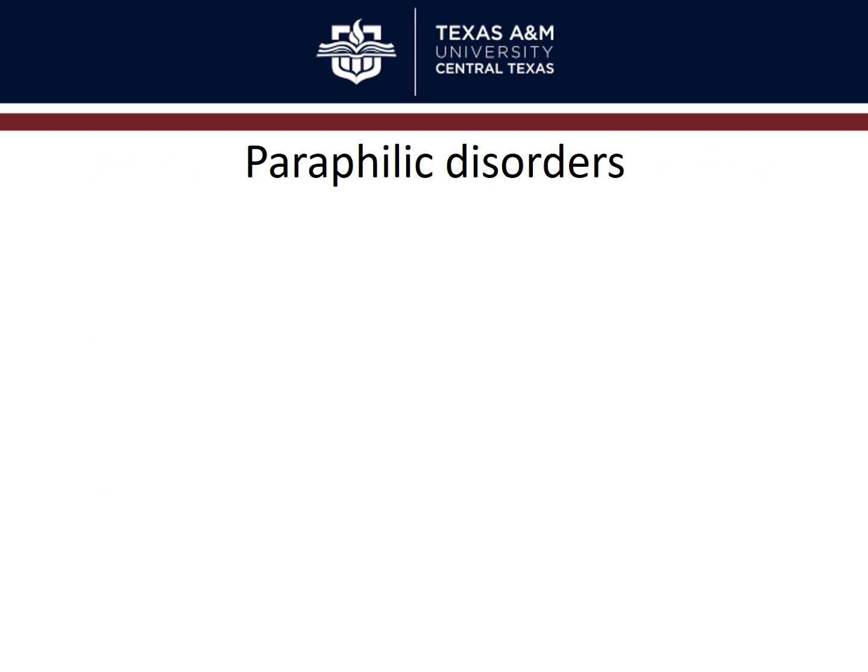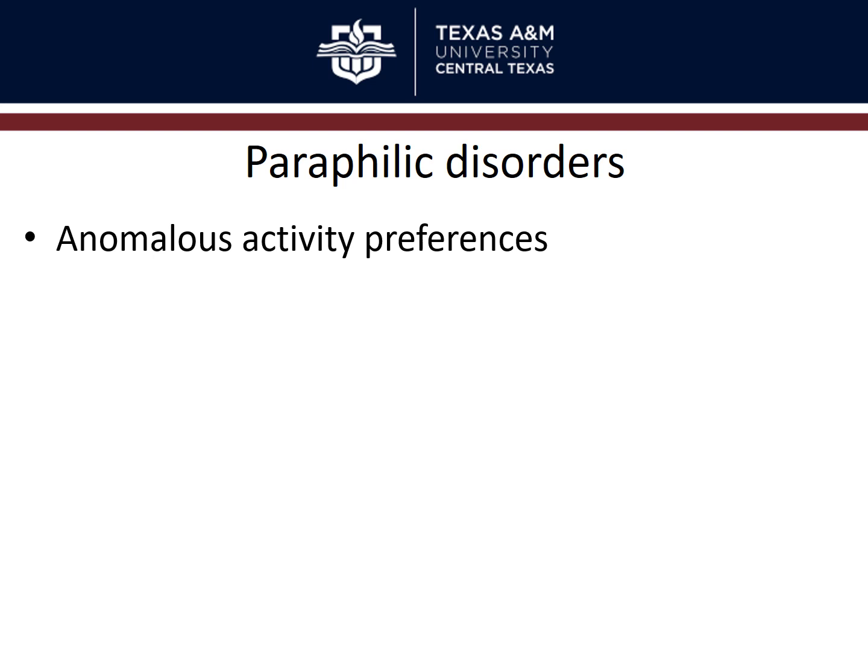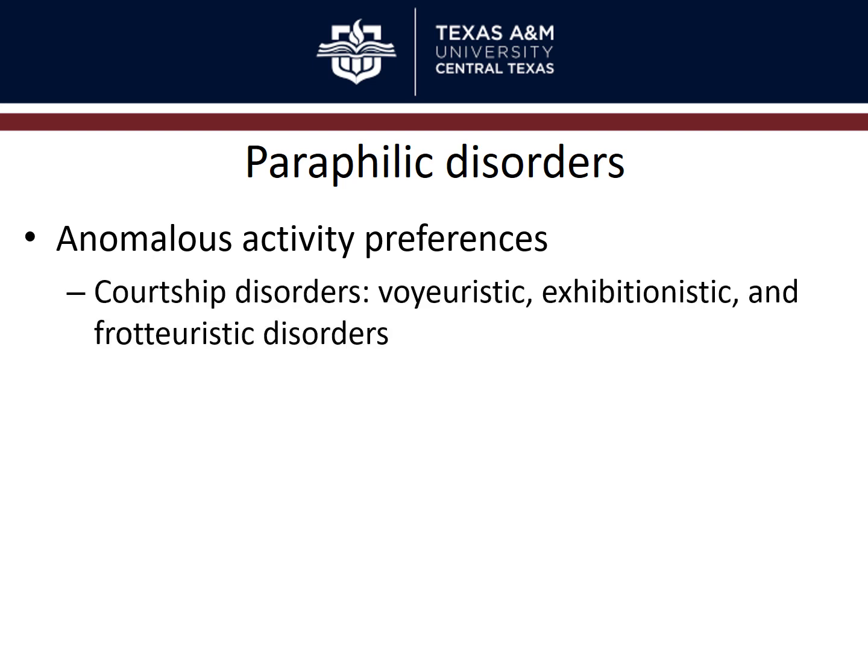So what are the paraphilic disorders? We can break them into two large categories, one being anomalous activity preferences. Anomalous being your $60 word for weird. So weird activity preferences. And then you can break these into two subcategories, one being your courtship disorders, where you have voyeuristic disorder, where you achieve sexual gratification, excitement by watching other people, spying on other people.